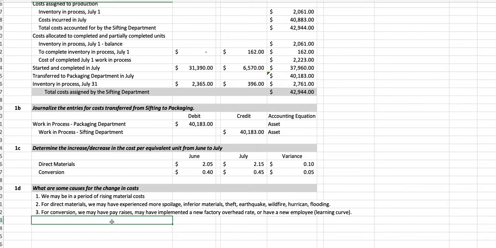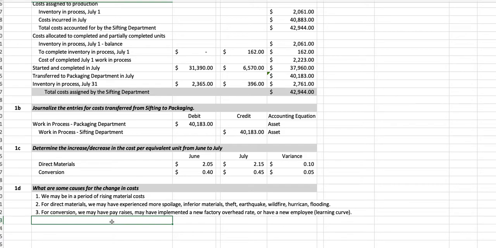Things that are outside of our control are the earthquakes and the wildfires, the hurricanes and the flooding. But we can still do things to mitigate the impact of these items that really do feel like they're outside of our control. But let's look at also the conversion. Our conversion cost went up. So for conversion, maybe we're giving people raises, which is always a good thing, but it does impact the bottom line. Maybe we have a new factory overhead rate, and that factory overhead rate has increased our conversion costs.